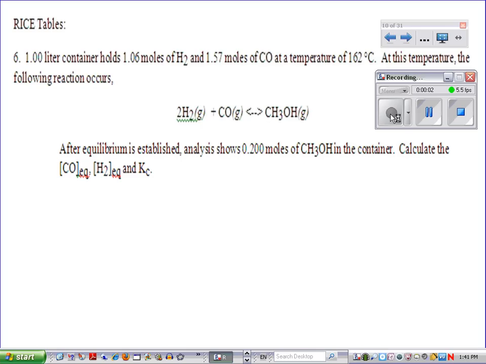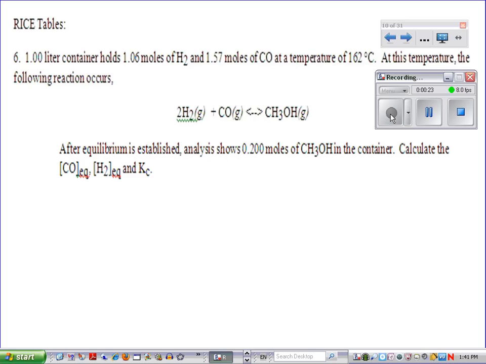Okay, welcome to the day of rice tables. Rice tables are the best invention on the planet when it comes to solving equilibrium problems. A few of the textbooks actually have started to put rice tables in there. So you'll like it. It's really easy and it's really simple. But the point of using rice tables is to find either your equilibrium constant or your equilibrium concentrations when you're not given all that information.